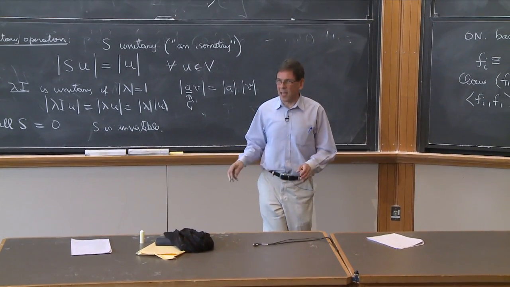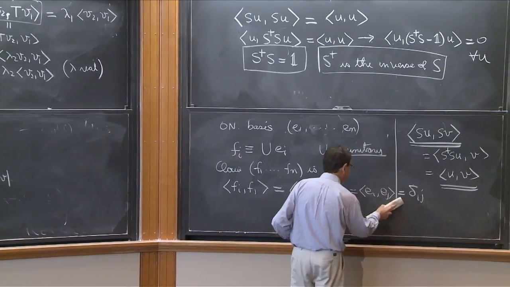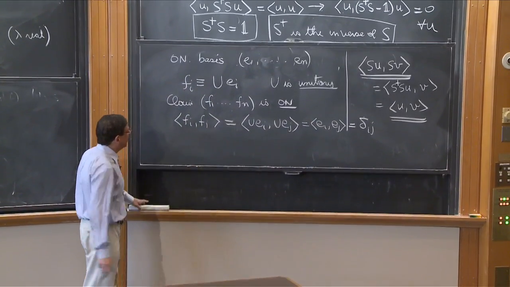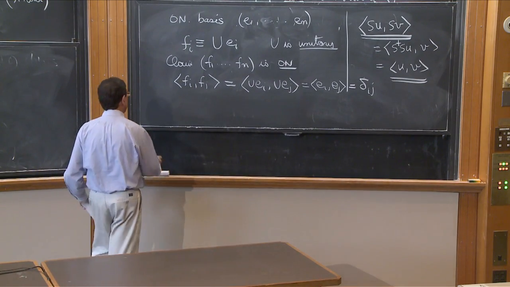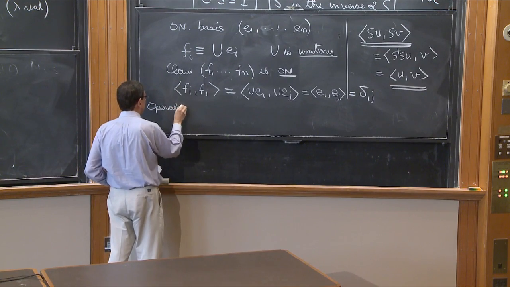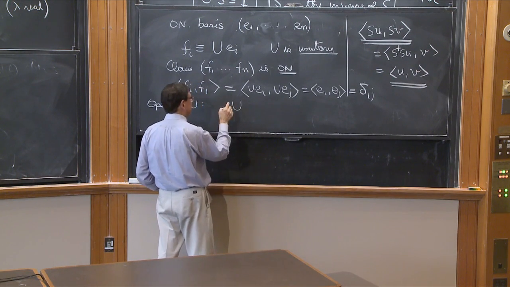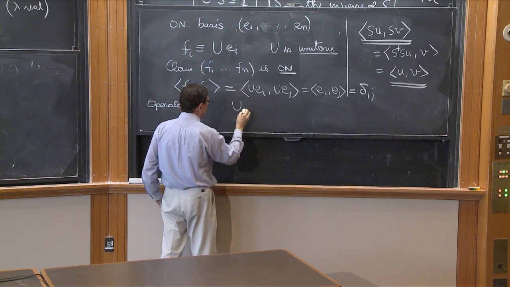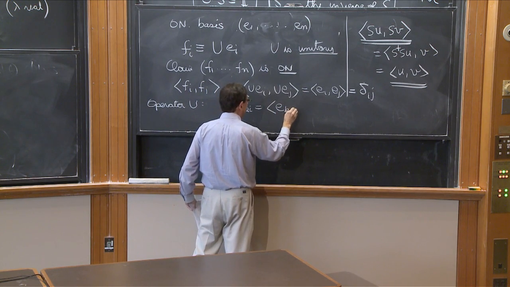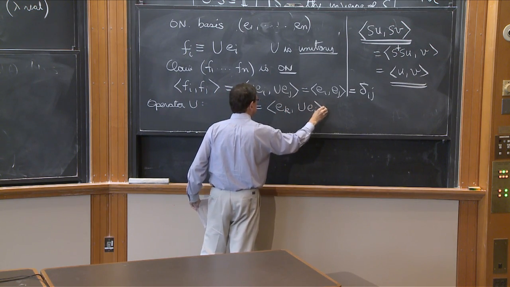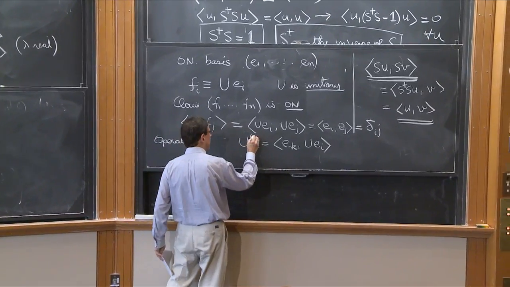If you play with these things, it's easy to get some extra curious fact here. Let's think of the matrix representation of the operator U. Well, we know how these things are, and let's think of this in the basis, E basis. So U k i is equal to Ek, U Ei. That's the definition of U in the basis E.